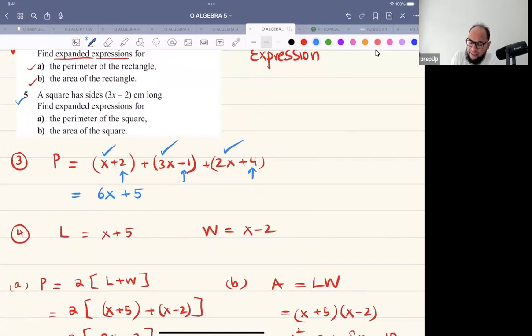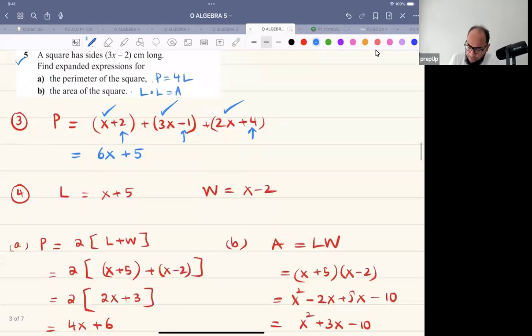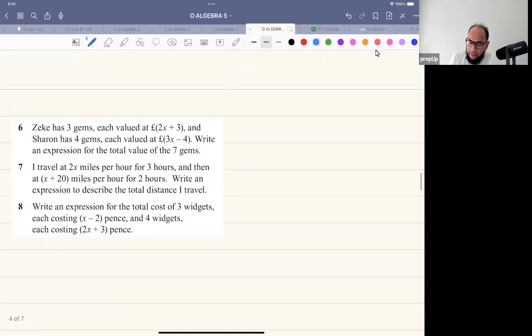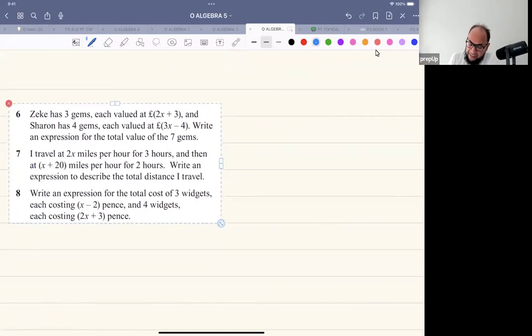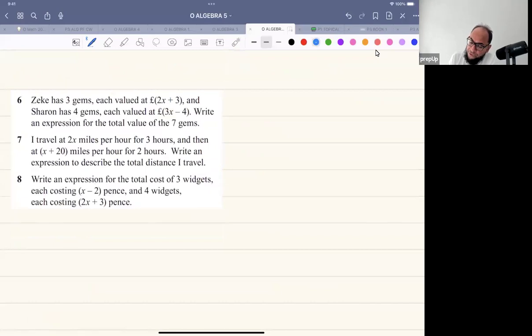A square has side this much. Find the perimeter, find the area. So area would be length into length, and perimeter would be 4 times the side, and you can work it out later. Now, something to do with money, something to do with dollars and cents and pounds and pennies and so on. So now it says this person Zeke has 3 gems, each valued at this much.